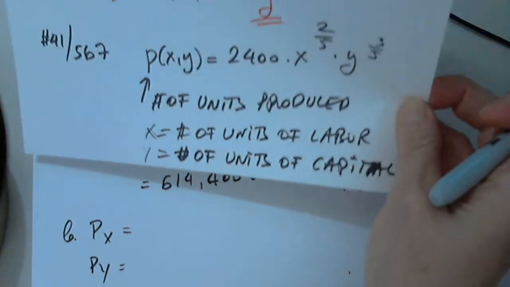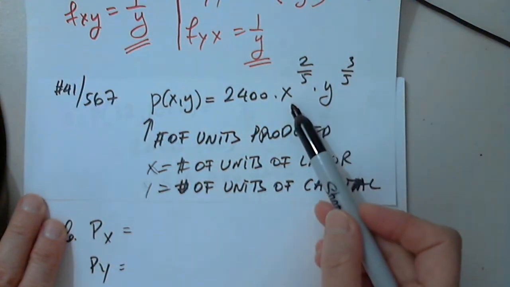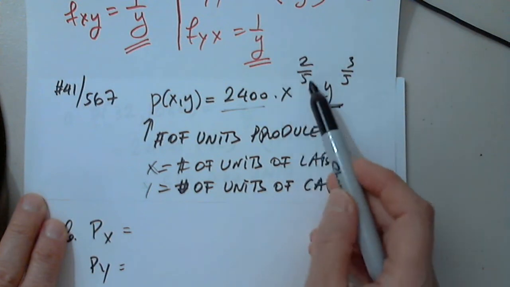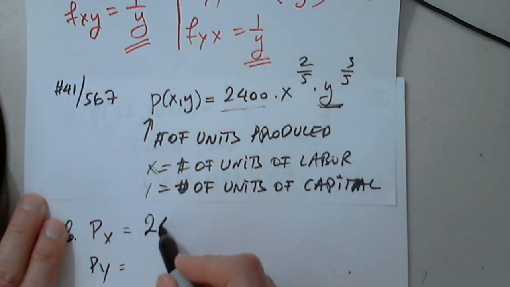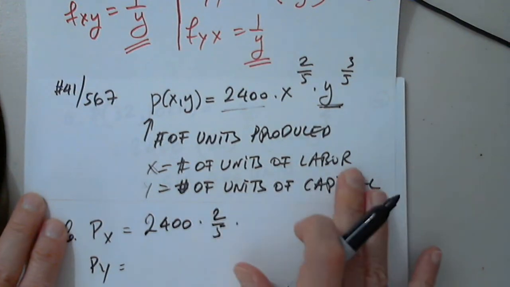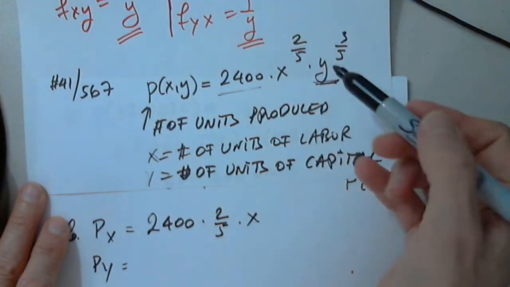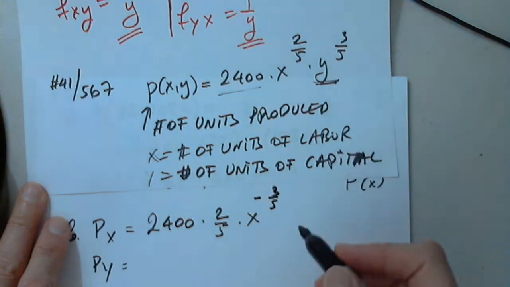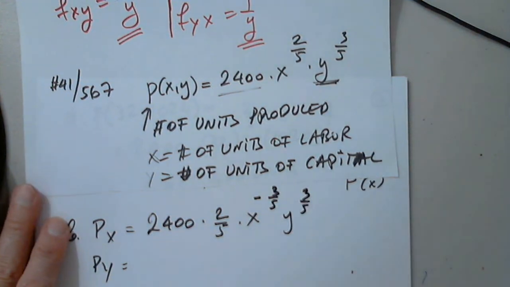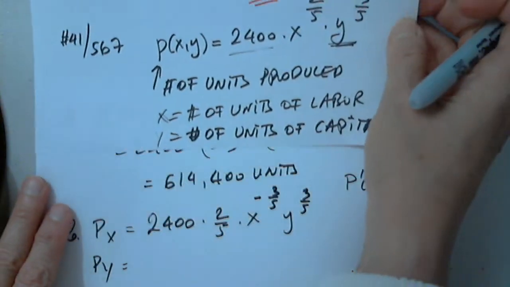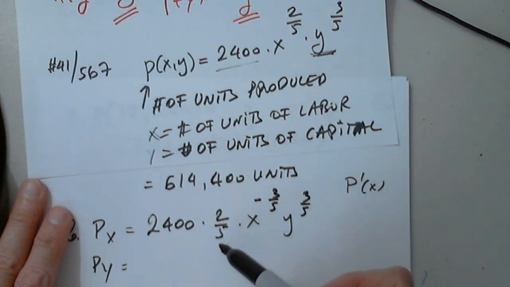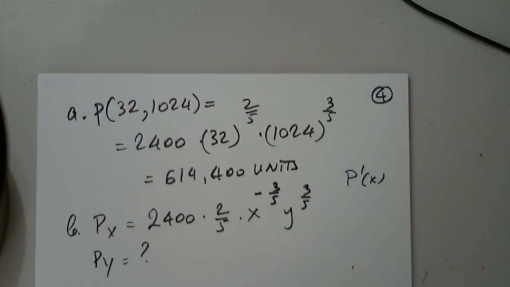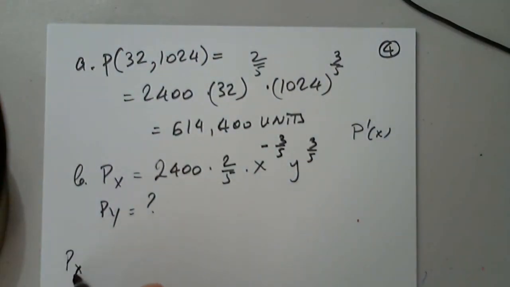Okay, so when I differentiate this with respect to x, these two are constants. So here I differentiate this. I bring down 2/5. So 2400 times 2/5 times x to the 2/5 minus 1, negative 3/5, and this is fixed. Yes, I have to multiply 2400 by 2 and divide by 5. I'm just going to leave the room there because I will not have enough room, so I'm going to continue with P_x.